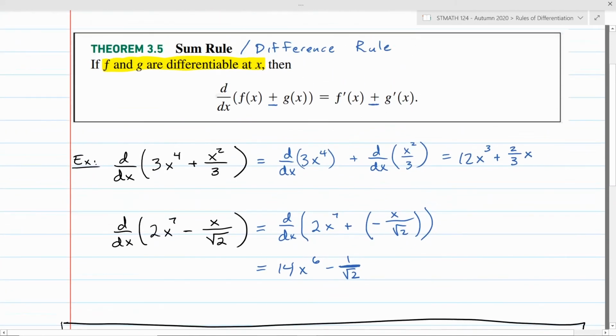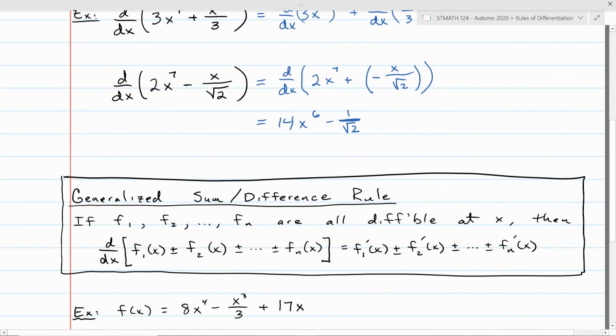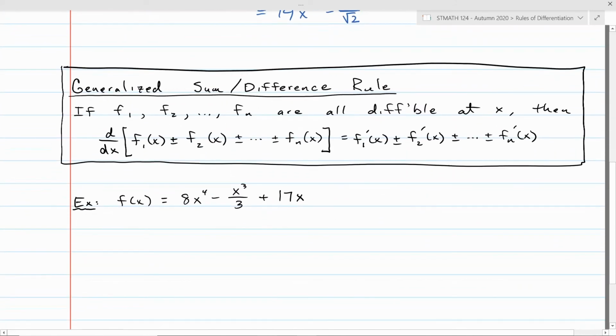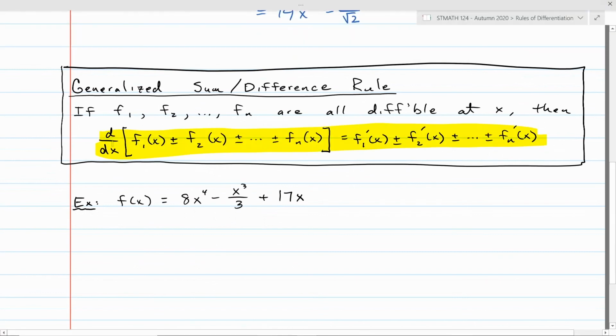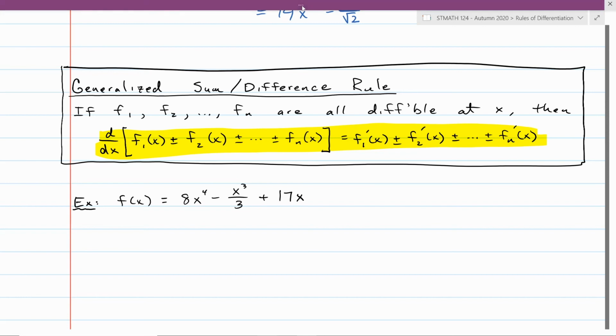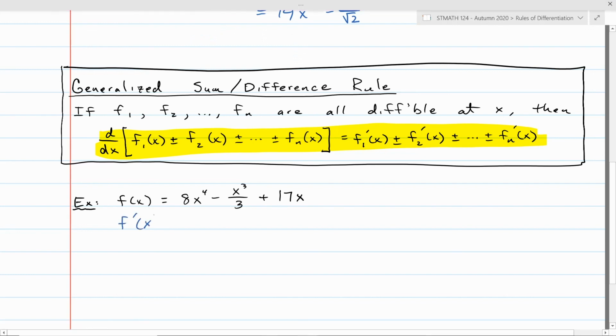And of course, it could happen that we have more than two things being added and subtracted together. So we can state a sort of generalized sum and difference rule here. This just says that if I'm adding 3 or 4 or however many functions together and I know how to differentiate each of them, I can just break up the derivative of the sum and difference into the individual pieces. So in the example at the bottom, I've got 3 functions being added and subtracted. And then to get the derivative, I can just go through and do the pieces.